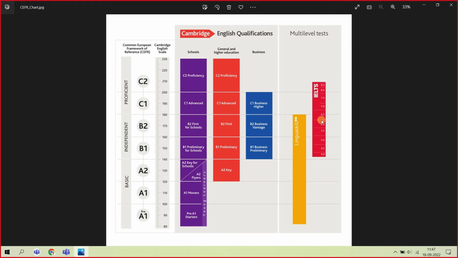Again, the band score for IELTS and TOEFL completely depends on the universities you are applying for and the countries you're going for. There are certain universities that accept 6 or 6.5. There are certain universities that demand more than 7 or 7.5. So that depends on the organization. Same thing for TOEFL. For TOEFL, you have right.